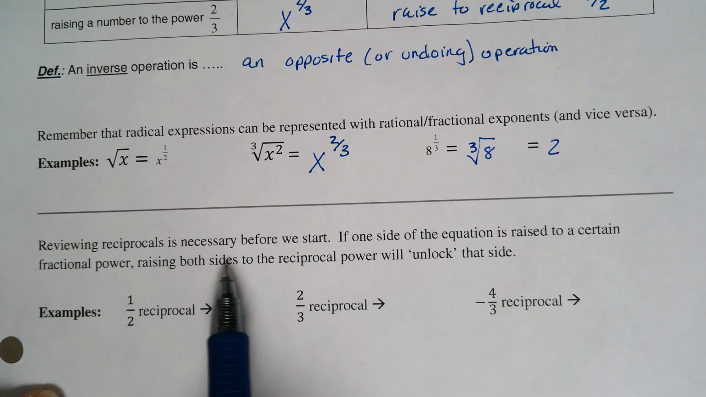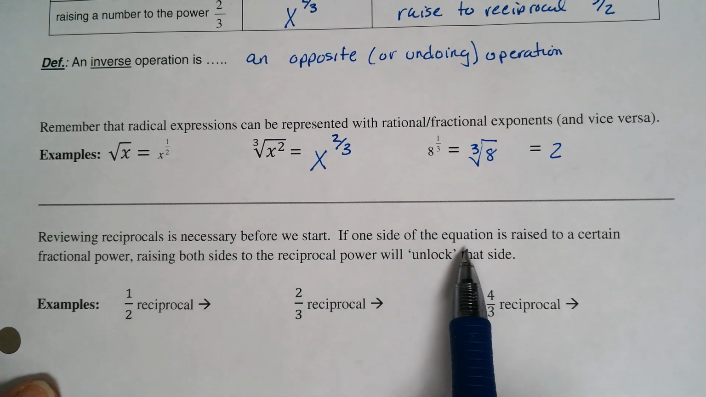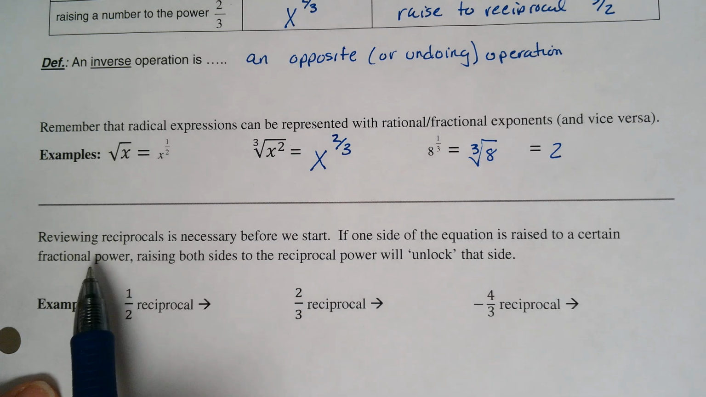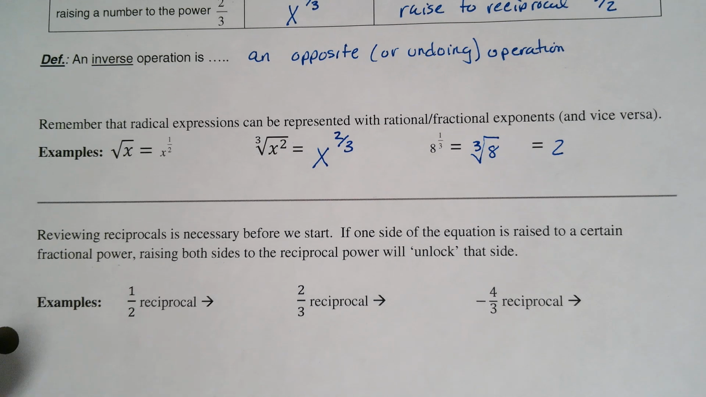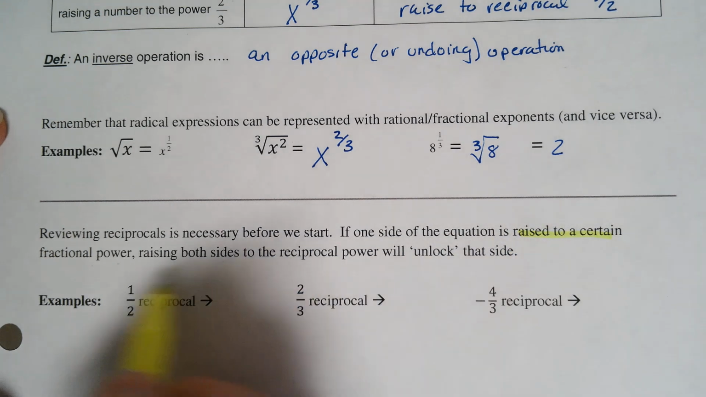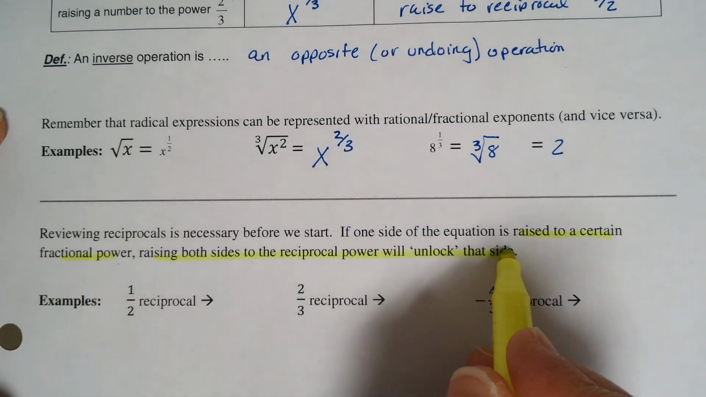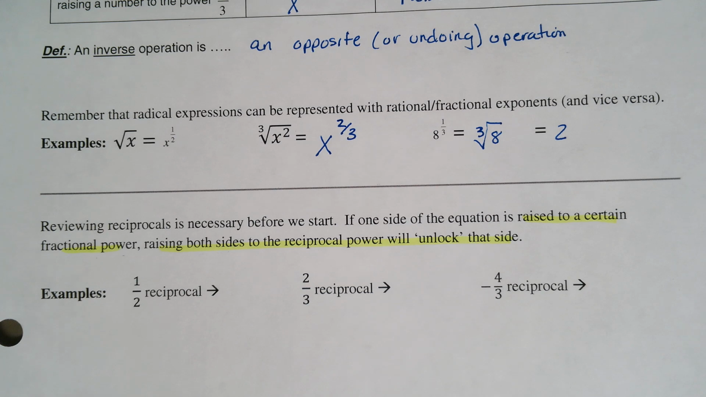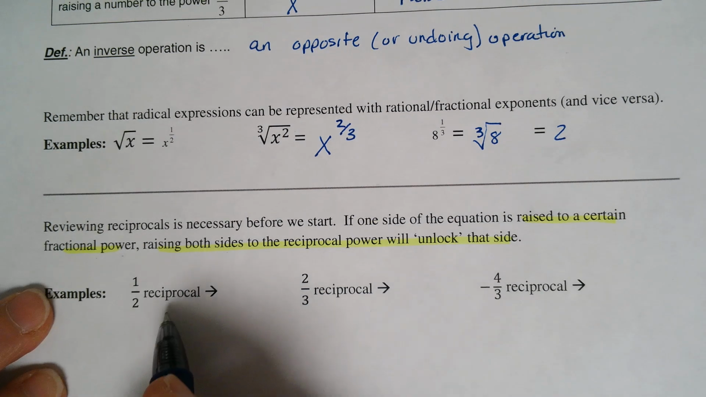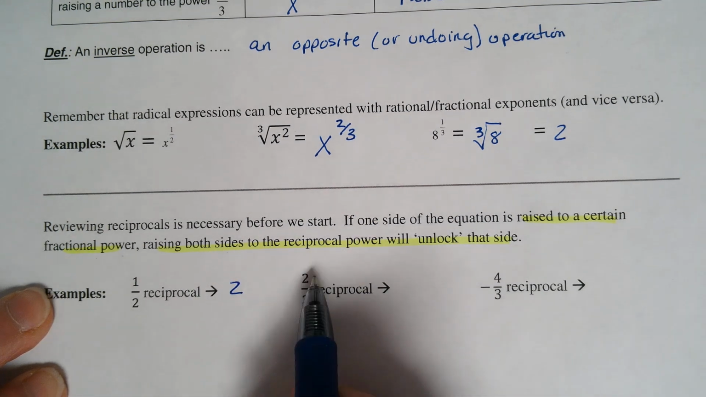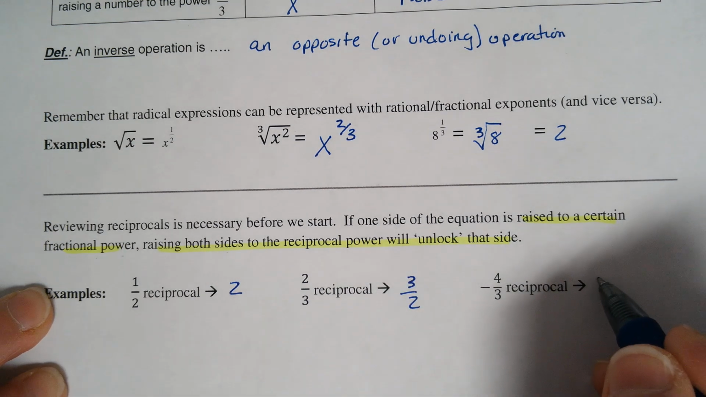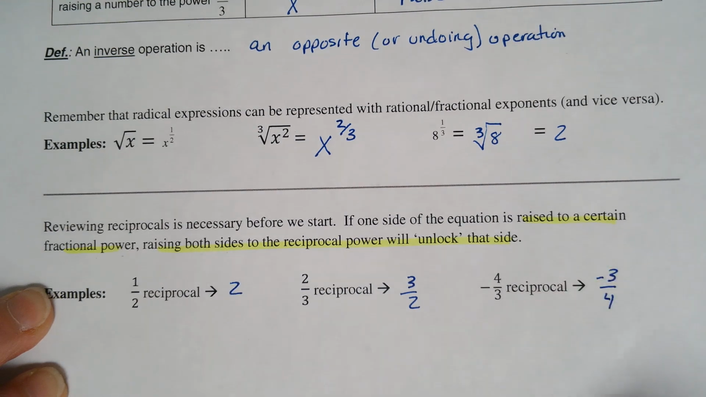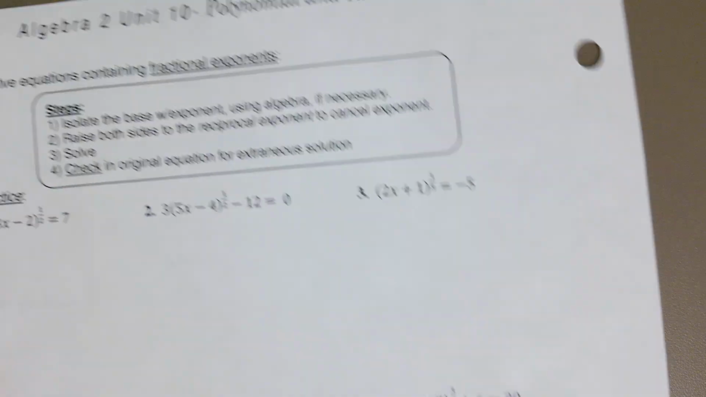So let's review reciprocals before we start. If one side of an equation is raised to a certain fractional power, raising both sides to the reciprocal power will unlock the side. So raising both sides to the reciprocal will unlock that side. What's the reciprocal of 1/2? 2. The reciprocal of 2/3? 3/2. The reciprocal of negative 4/3? Negative 3/4.